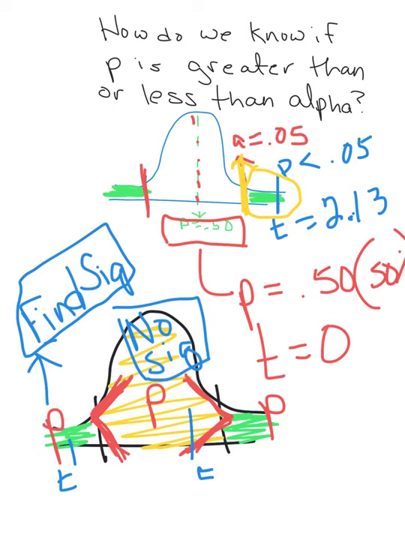So this is how I always know whether P is greater than or less than. P is greater than alpha if we do not find significance. P is less than alpha if we do find significance.